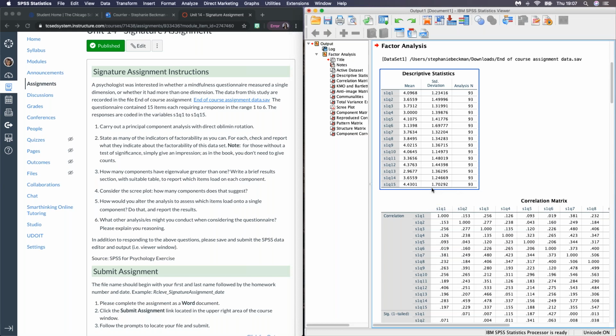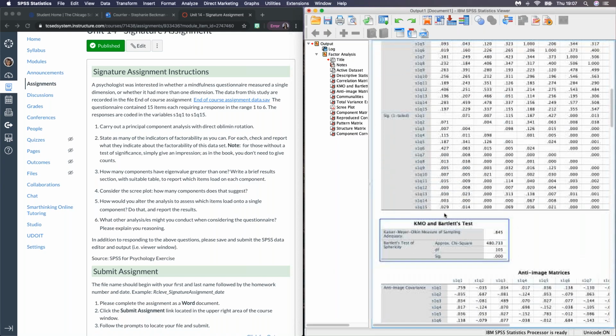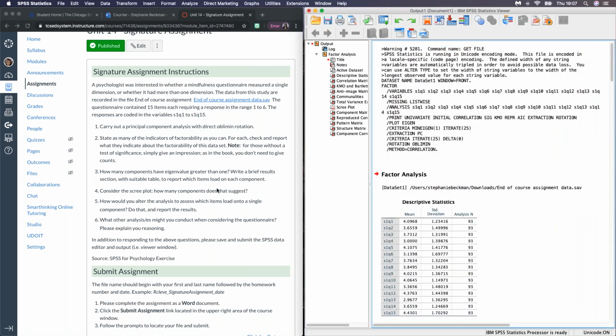And if I look back at our instructions, basically we've done question 1. We've carried out our principal component analysis with direct Oblimin rotation. So the evidence of this is going to be in your document by having a lot of these tables. We're not going to have all of them, but we're going to have a lot of them. So that's kind of your evidence of doing it. Plus, in words, you would say, data from 93 participants were considered using principal component analysis with direct Oblimin rotation and SPSS. So you're telling your reader what you did.